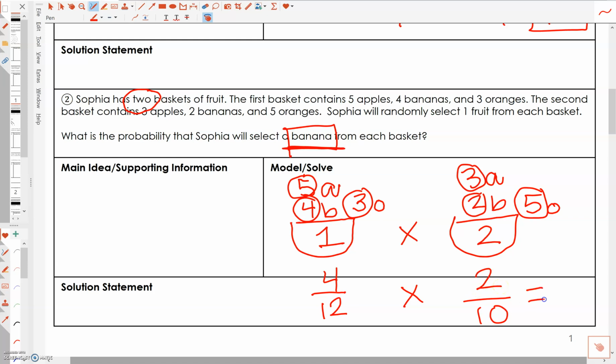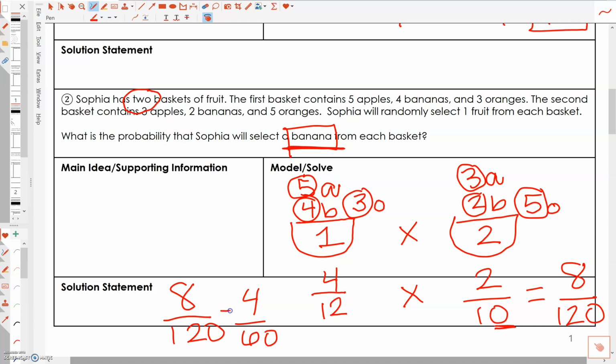So we're going to multiply. 4 times 2 is 8. And 12 times 10, again, you have a 0 right here. So 12, 0. So 8 over 120. Of course, you need to reduce this fraction to make it smaller in order to figure out your probability. So the probability here is 8 out of 120. If we were to reduce that, they are both even numbers. So we can actually reduce by 2. That will be 4 over 60.